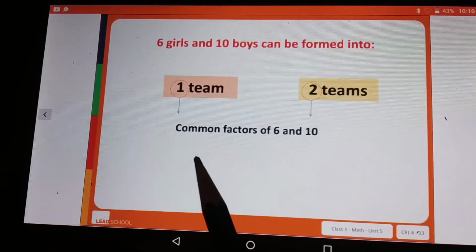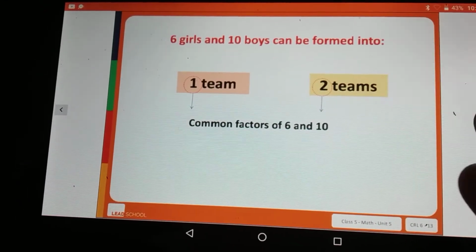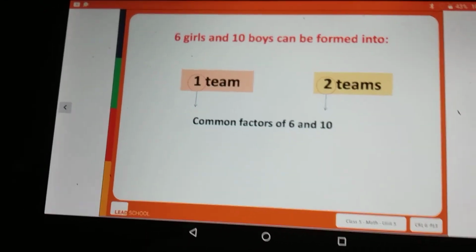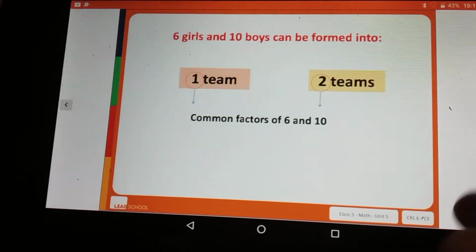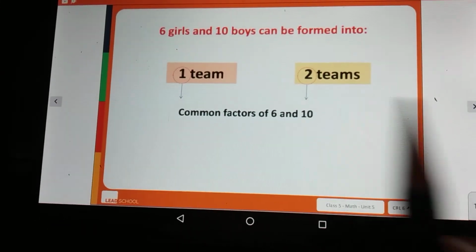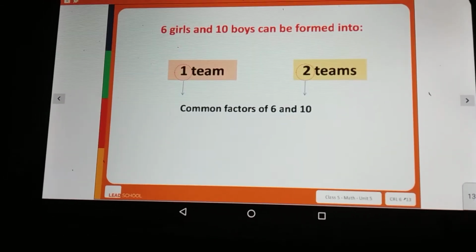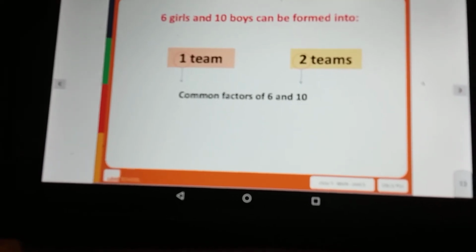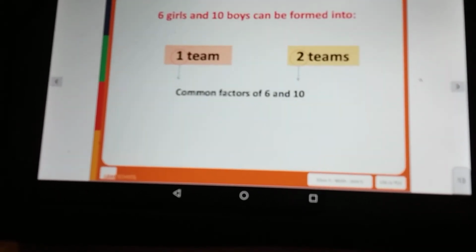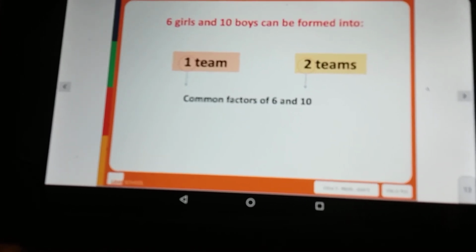The common factors of 6 and 10 are 1 and 2. In the 2 we have to write table number 2, then identify the people and show it to them. Okay everyone.